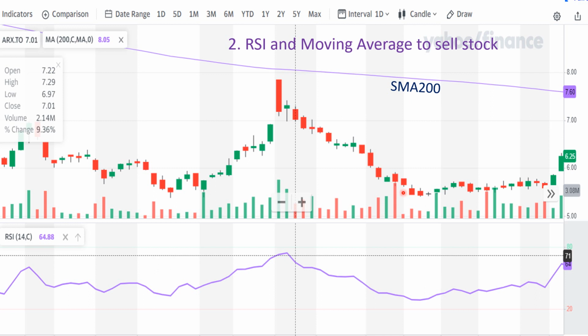To exit the trade, you can exit at the close price of this bearish candle and put 1 ATR above for stop loss and 2 to 4 ATR below for profit target. You can install the ATR indicator to see the ATR value for this bearish candle. So this is the information for this bearish candle, and also this is the RSI value for that bearish candle. So this is how you sell a stock based on RSI and SMA 200.